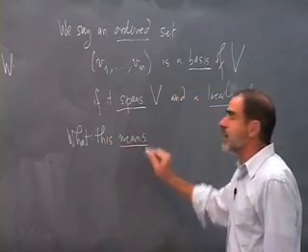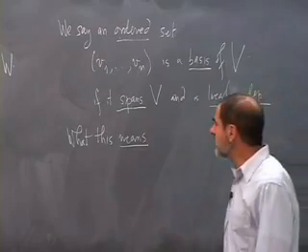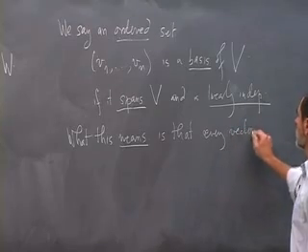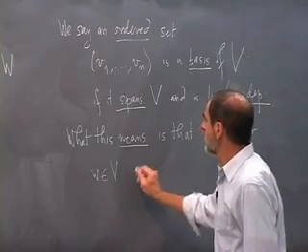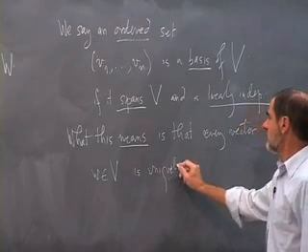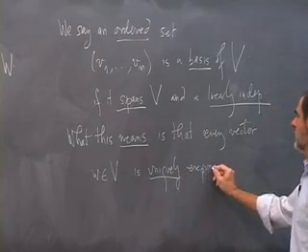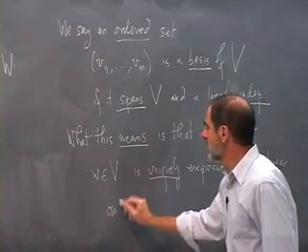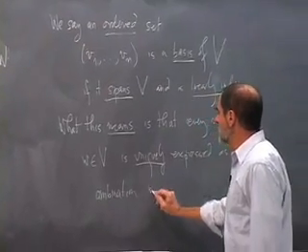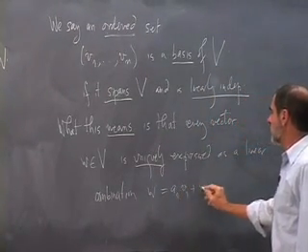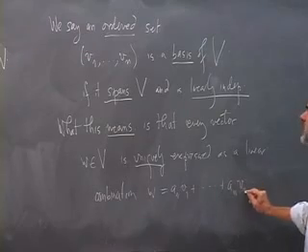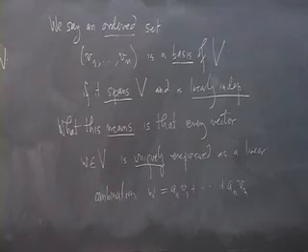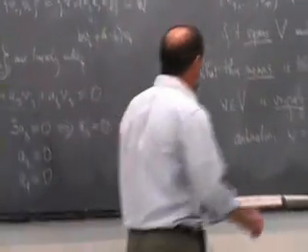Sometimes it's nice to have a definition and to actually know what the definition means. What it means is that every vector w in V is uniquely expressed as a linear combination w = a1 v1 + ... + an vn. The span means you can write it as a combination, but the linear independence then says that that combination is unique, because suppose it were written in another way.